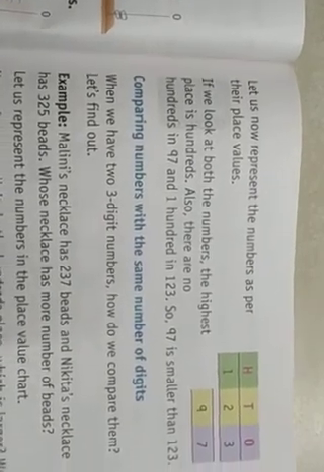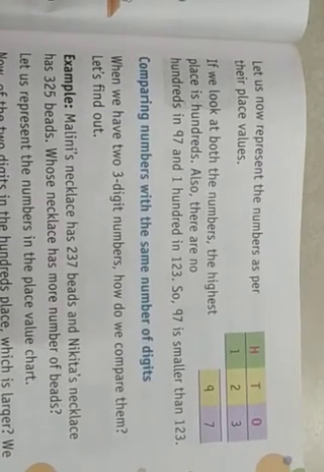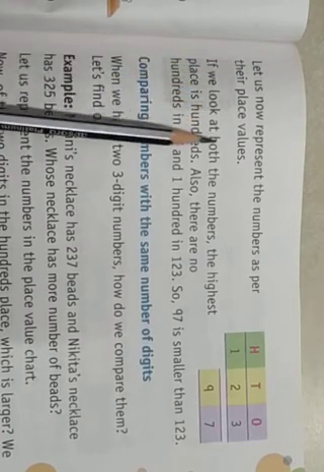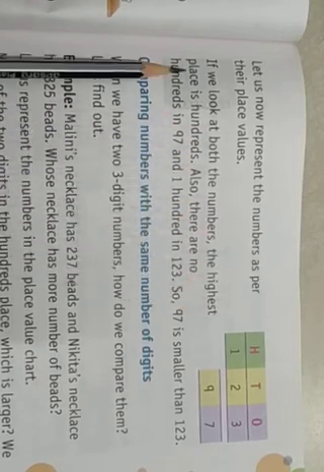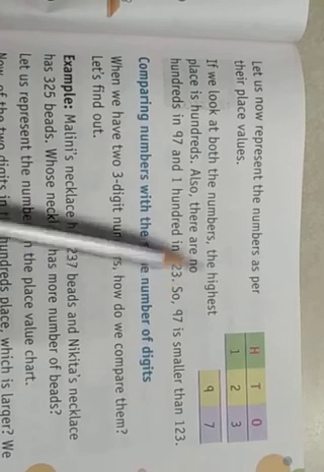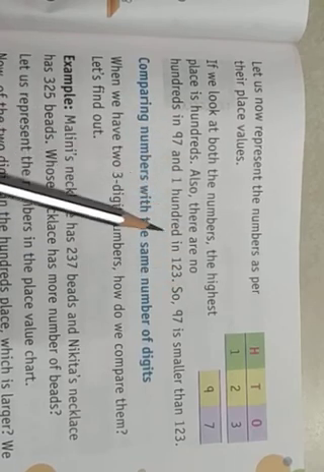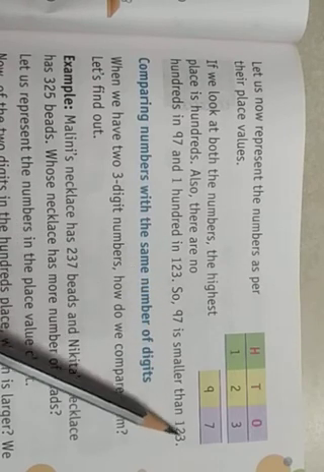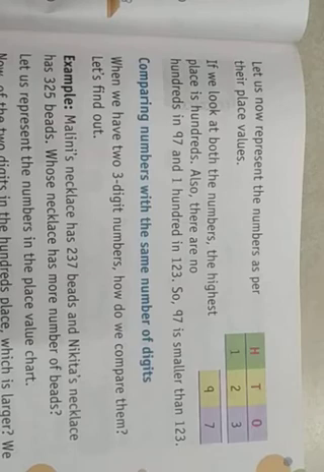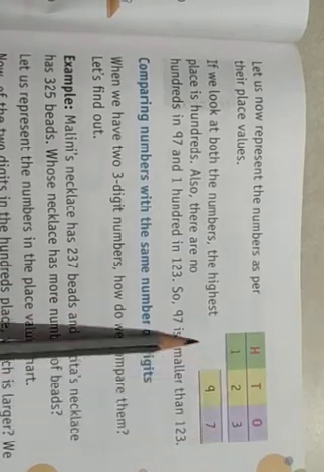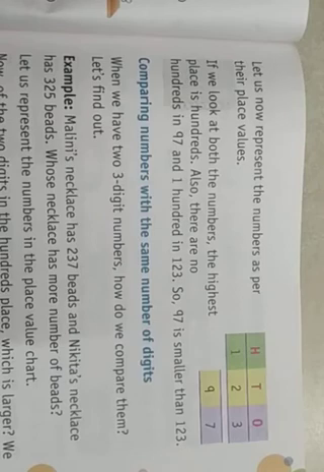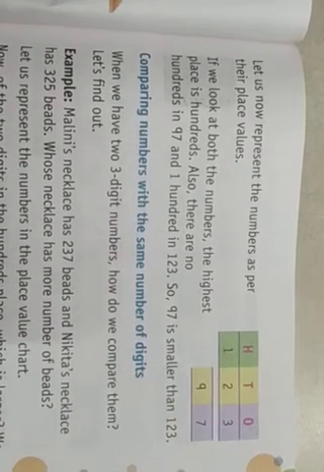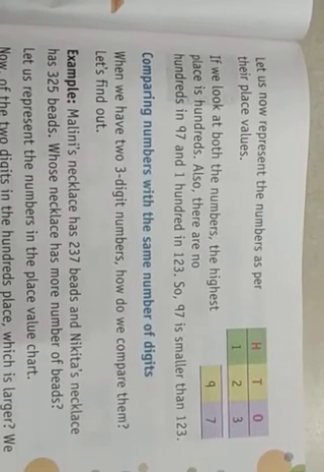let us now represent the numbers by their place value. If we look at both the numbers, the highest place is hundreds. There are no hundreds in 97, and there is a hundred in 123. So 97 is smaller than 123. Here in the place value chart, in the hundreds place there is no value for 97. Hence we have to say a 3-digit number is bigger than a 2-digit number.